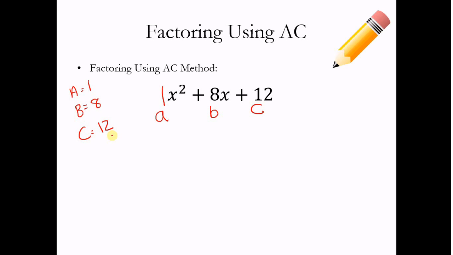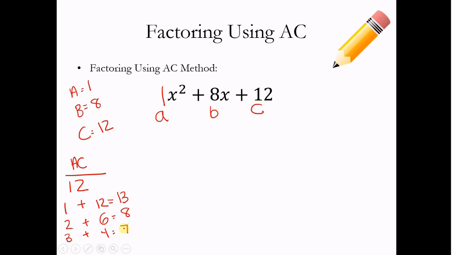So what we're going to want to do is find A times C. So A times C, 1 times 12. So that is 12. Now, let's write the various numbers that, when multiplied, give you 12. Very first thing, 1 and 12, right? 2 and 6, 3 and 4, right? Those all give you 12. So now, let's add these together. 1 plus 12, that's 13. 2 plus 6, that's 8. And 3 plus 4, that's 7.